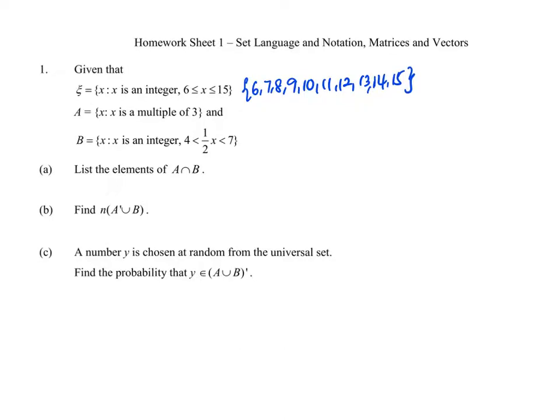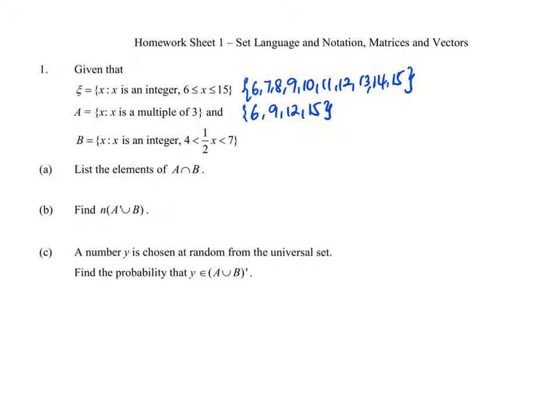And set A is such that x is a multiple of 3. Now we must follow with the numbers from the universal set only. So in this case, we will have 6, 9, 12, 15. That means multiples of 3 greater than 15 are not included in this universal set. Next one, set B.